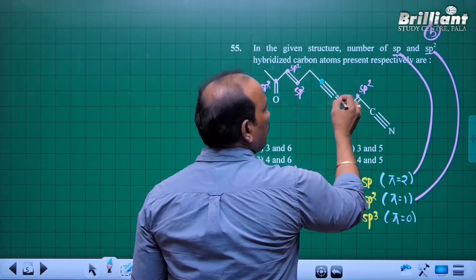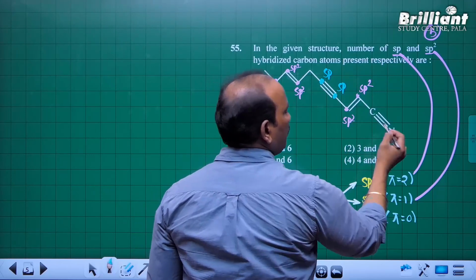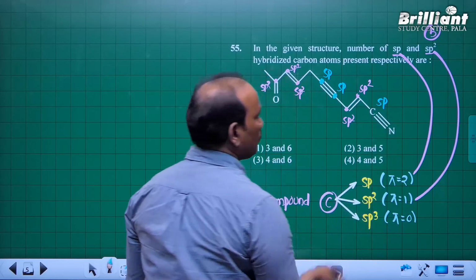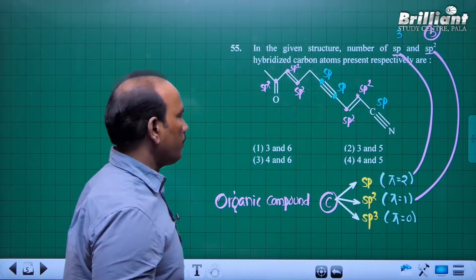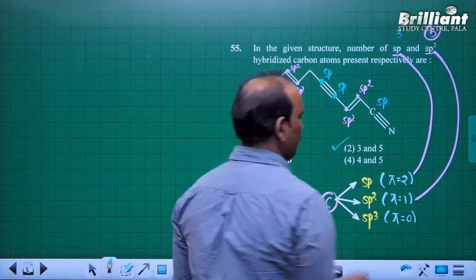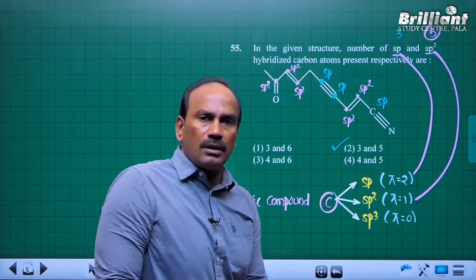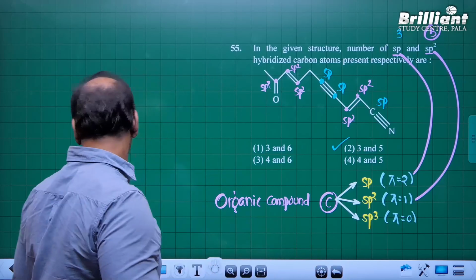This is a triple bonded carbon, sp, this is sp, this is sp. We want only carbons, so these are 3, 5. So the option is this one. Clear? These kinds of simple questions are asking general concepts, important models and simple questions.